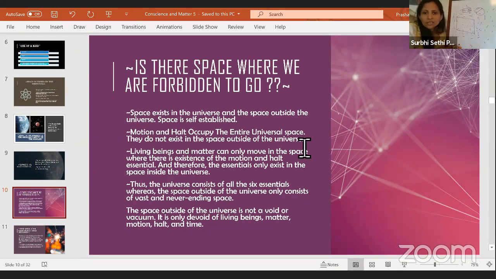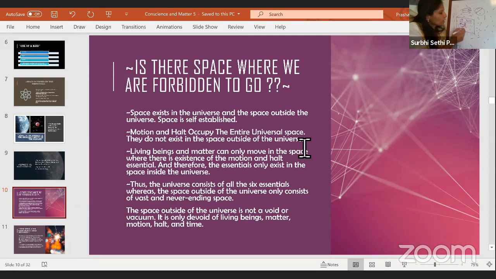There is no existence of any such things outside. All of the other essentials exist only inside the universal space. So the motion is here. Let's imagine this is the motion. This is the halt essential. Let's imagine time essential. Let me make a clock for time. It's also inside this space. Let me mention living essential is also inside the universal space.